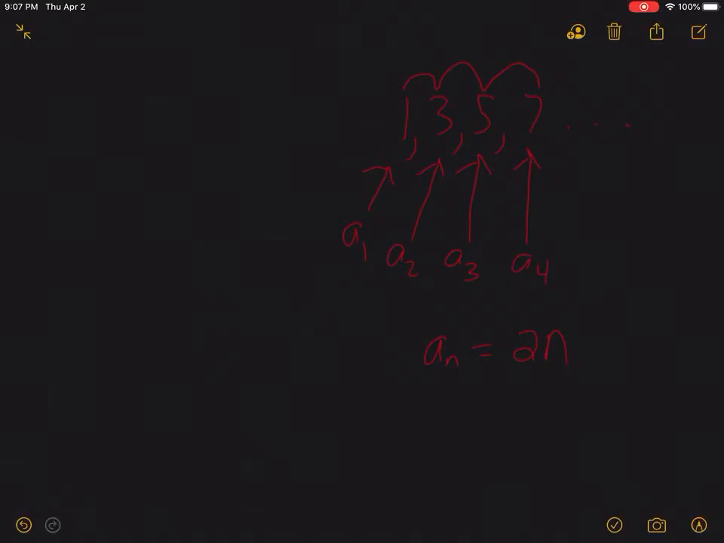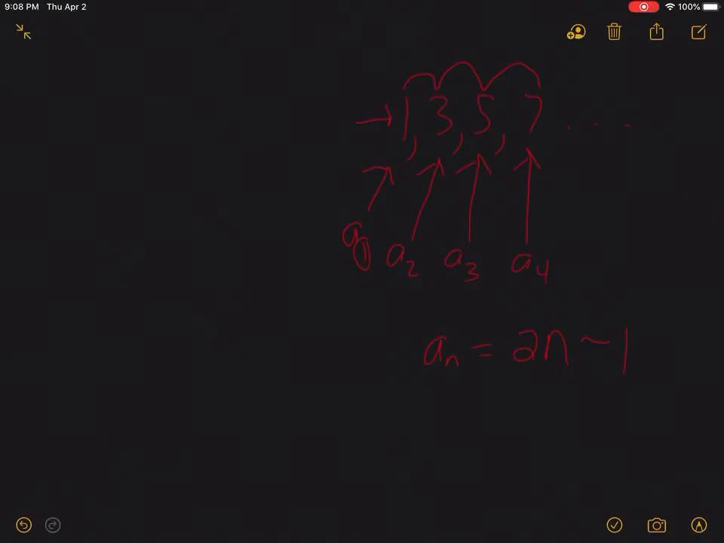Now, what if n is 1? If n is 1, 2 times 1 is 2, right? But we don't have a 2 there. We actually have a 1 there at a sub 1. So what we need to do is subtract 1. And that particular equation, if you will, a sub n equals 2n minus 1, would describe any number in this sequence.